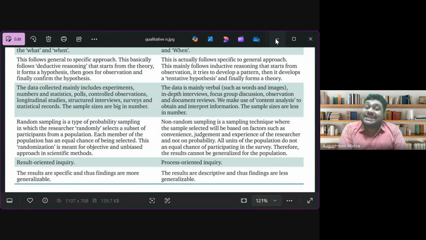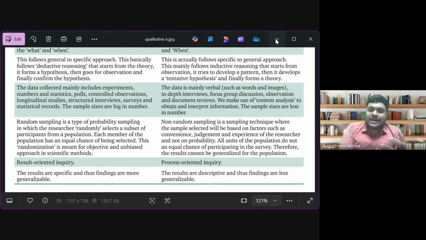But in the case of qualitative research, you are doing non-random sampling, where the sample selected will be based on factors such as convenience, judgment, and experience of the researcher, and not on probability. This you have to keep in mind. In quantitative research, they are talking about random sampling on the basis of probability. But in qualitative, they are talking about it on the basis of convenience. How convenient it is for you to take the data.